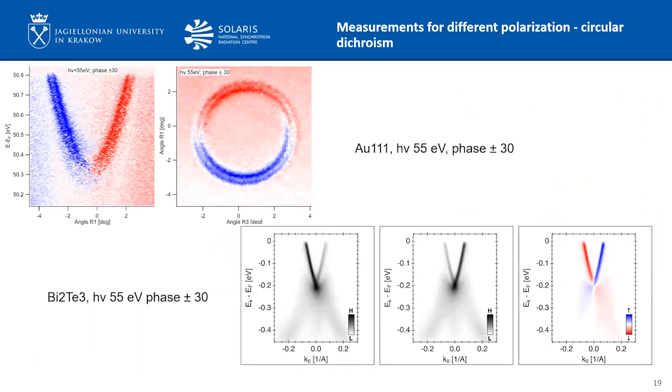For example, using the different polarizations, we can measure circular dichroism. There are proposals on what the dominating factors of circular dichroism are, including spin, orbital angular momentum, and phase of the wave function of the initial state, as well as the experimental geometry.